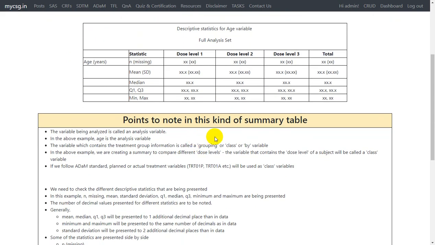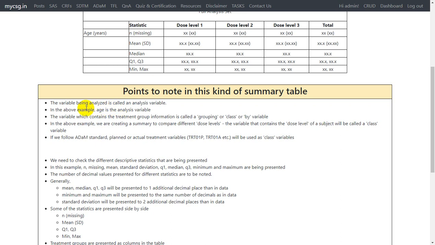Some of the points to note in this kind of summary table. We need to know the variable that is being analyzed, and that variable is generally called an analysis variable. In the above example, age is being summarized, so age is considered the analysis variable. The variable which contains the treatment group information is called a grouping or a class variable, or it can even be called a by variable. In the above example, we are creating a summary to compare different dose levels. So the variable that contains the dose level of a subject will be called a class variable, or a grouping variable, or a by variable.